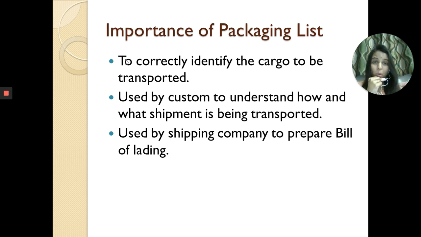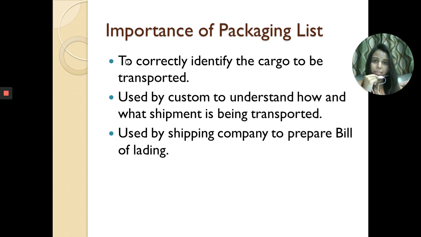What is the importance of the packaging list? It helps to correctly identify the cargo to be transported. It is needed by the shipping company to know what kind of cargo is being transported, what it contains, the quantity of the cargo, and the specification of the cargo. It is used by customs to understand how and what shipment is being transported, so that they can go for customs clearance if the shipment is eligible to export. It is also used by the shipping company to prepare the bill of lading, so that they can understand the specification of the cargo.